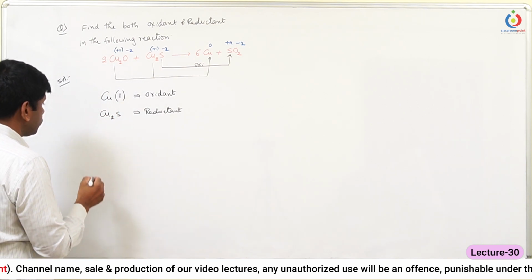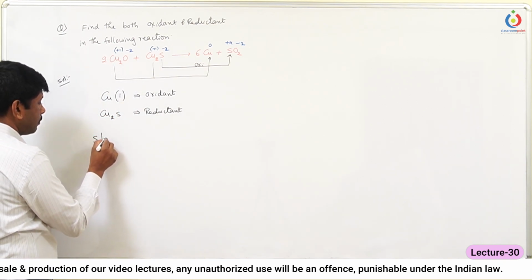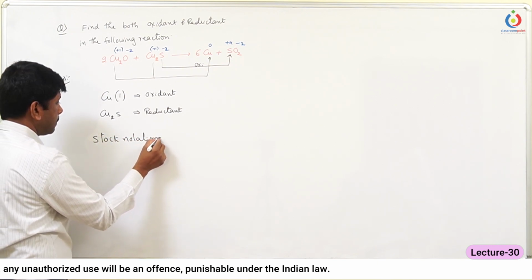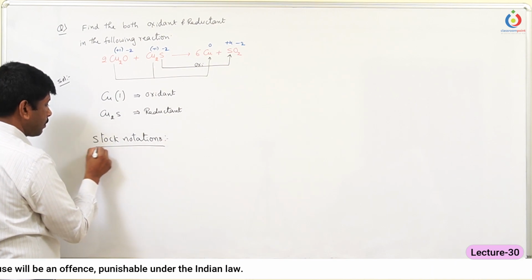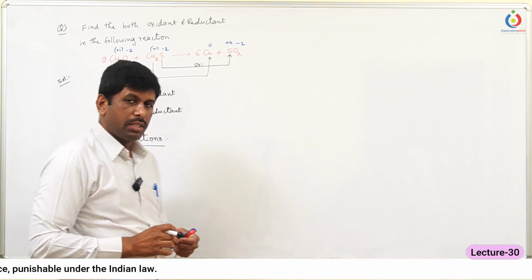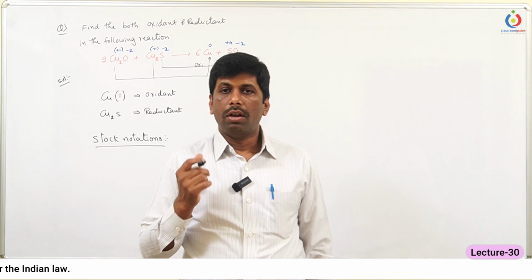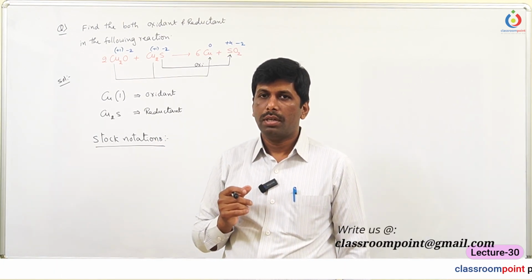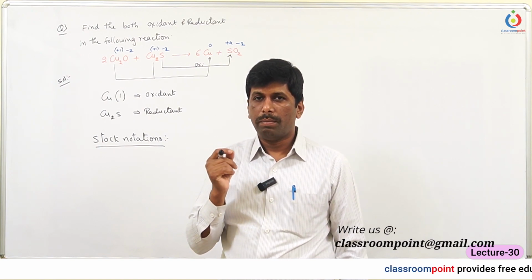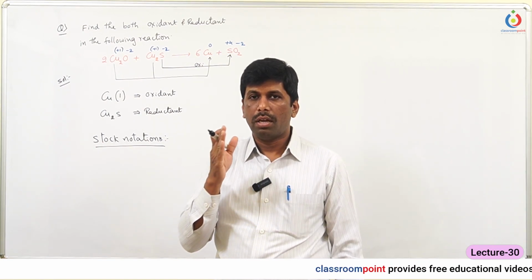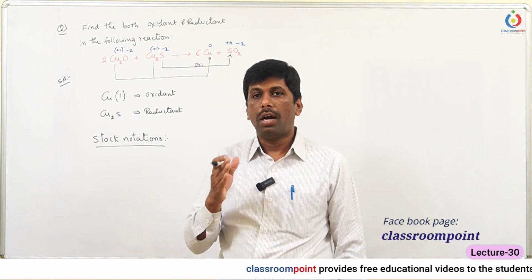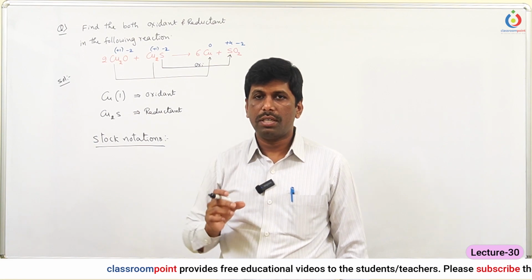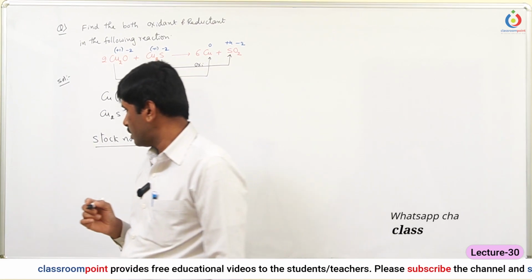Now let us see how to find the Stock notations, which are one type of representation. Stock notations are nothing but writing the oxidation number of the metal. It is only for the metals, not for the non-metals. So writing the oxidation number of the metal in parentheses in a molecular formula after the symbol of the metal, that type of representation is called Stock notation.